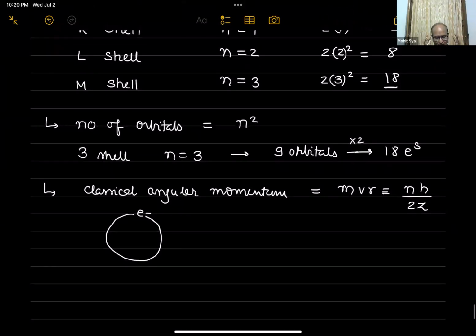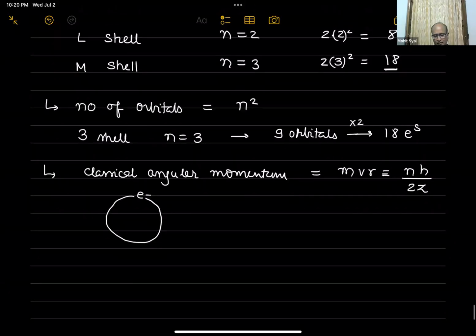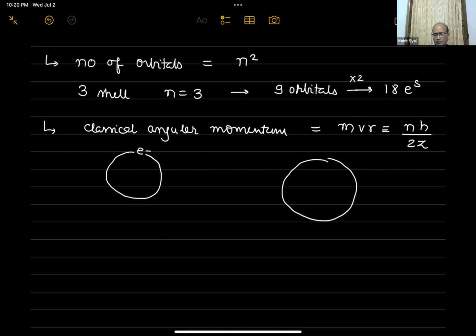And this shell is actually represented by a simple circle. In the classical model we put a lot of electrons in this, suppose 8 electrons like this. This picture is incorrect now. It used to be followed in 9th class, but not in class 11th. Let's say this is the second shell. The second shell will have 4 orbitals, and each orbital will hold 2 electrons.